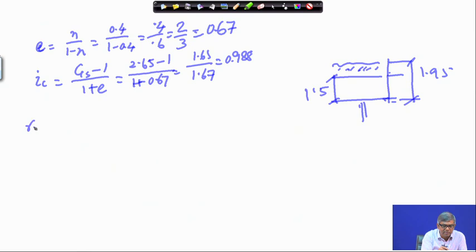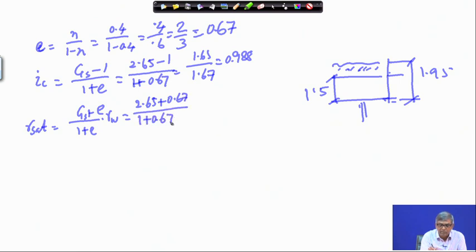but since water is passing through this, I can consider gamma saturated for the soil, that is actually (Gs plus e) by (1 plus e) into gamma w. So if I put 2.65 plus 0.67 divided by 1 plus 0.67 into 9.81, this gives you a unit weight of 19.5.